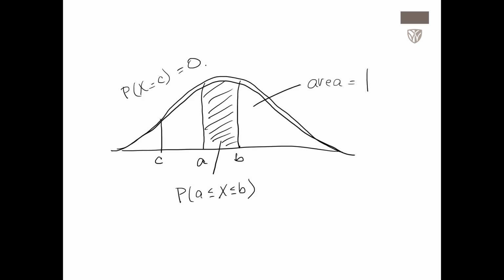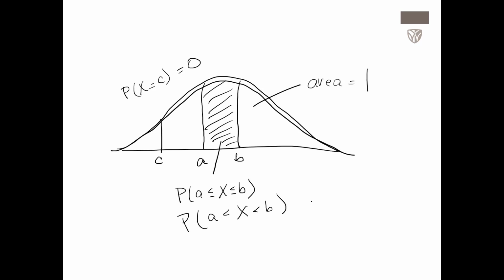For example, when we're writing down probability statements, when we were dealing with discrete distributions, we had to be super careful about whether we were using strict inequalities or non-strict inequalities, less than or equal to. So for example, if we look at this probability, the probability that a is less than or equal to X and X is less than or equal to b is exactly the same as the probability that a is strictly less than X and X is strictly less than b. Those are exactly the same thing because the probability that X is exactly equal to a or exactly equal to b is equal to 0.